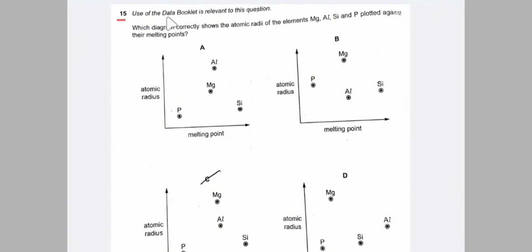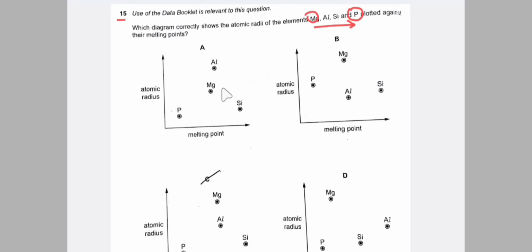Question number 15. Use of the data booklet is relevant to this question. Which diagram correctly shows the atomic radius of the elements magnesium, aluminum, silicon and phosphorus plotted against the melting point? By using the periodic table, we know that magnesium, aluminum, silicon and phosphorus are consecutive elements, and as we go across the period, the number of electrons increases and so the atomic radius decreases. Therefore, phosphorus has the least atomic radius while magnesium has the highest.